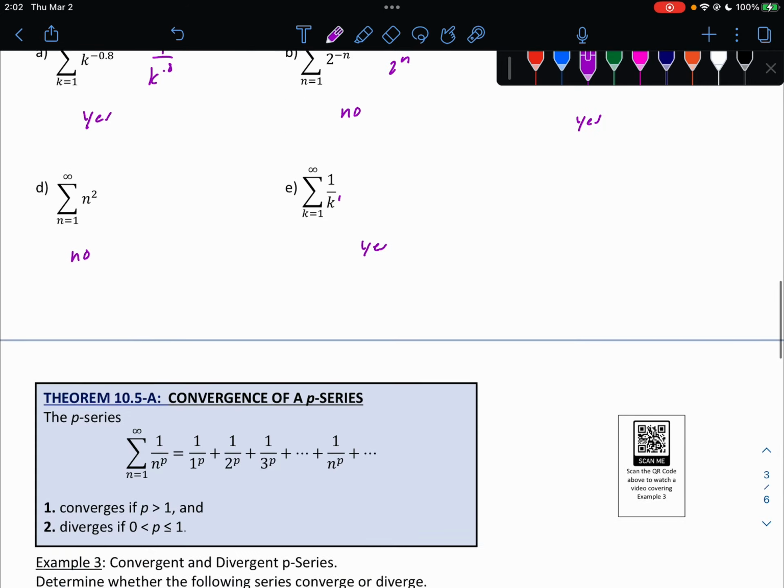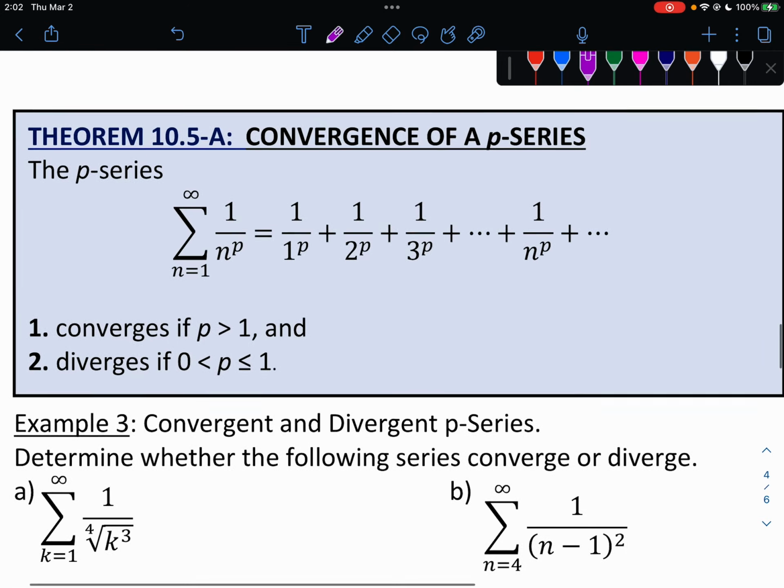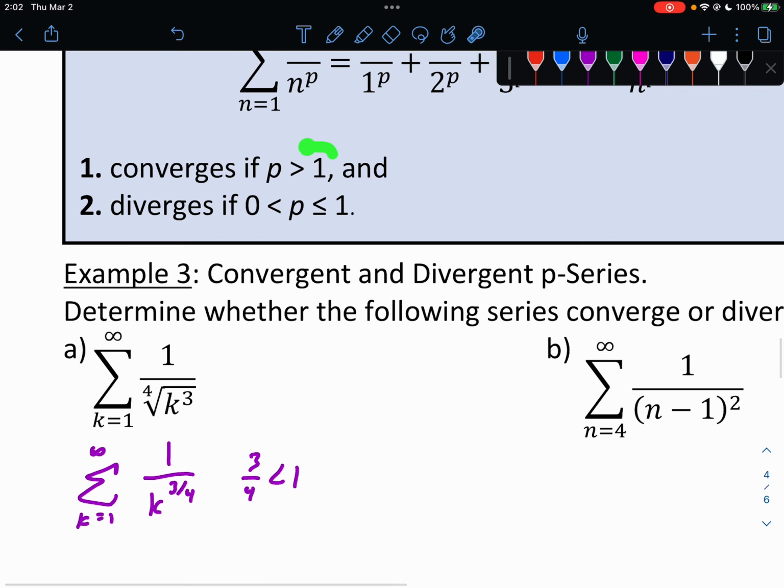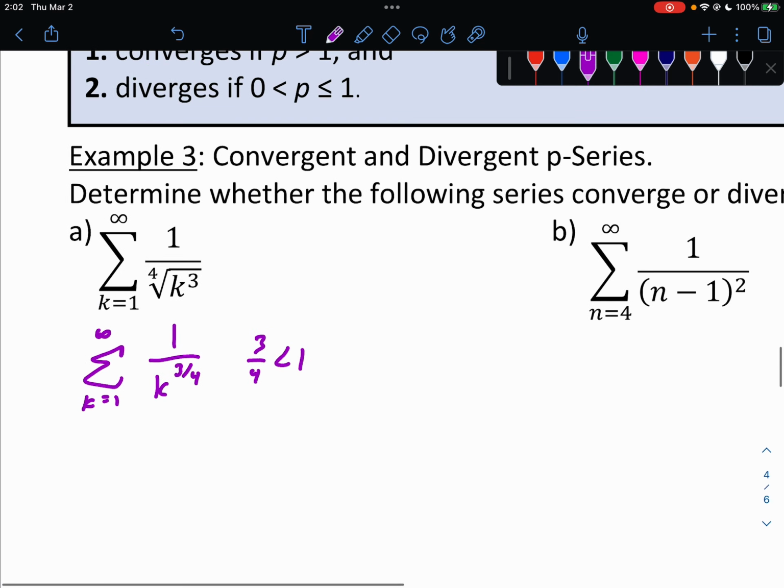Okay, so how do we know if it converges or diverges? Simple. If it's a p-series and p is bigger than 1, it converges to some number. If it's not bigger than 1, it diverges. So let's take a look at A. We can rewrite this as sum from 1 to infinity of 1 over k to the 3/4. Clearly a p-series. 3/4 is less than 1. So what did we just learn? If it's less than 1, the series diverges.